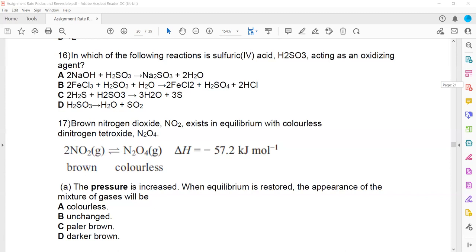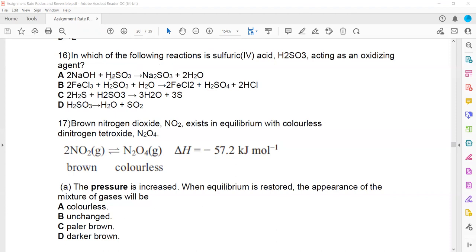So when we check the options, here in sulfurous acid, each hydrogen is +1, so 2 hydrogens are +2. Each oxygen is -2, so 3 will be -6, so sulfur will be +4. And here in sodium sulfite, each sodium is +1, so 2 will be +2. This will be -6, so sulfur should be +4. So there is no change in oxidation number of sulfur. So it's not oxidized or reduced. And to act as an oxidizing agent, its oxidation number should decrease.